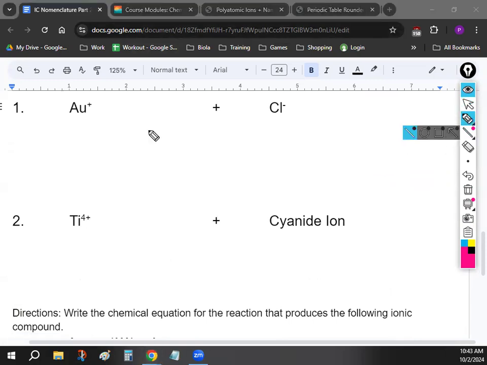Okay, so this one right here, you have Au+ and Cl-. Hopefully this one's pretty easy, right? It's +1 and -1, so you only need 1 of each. Okay, you draw the arrow, and the compound that you make is AuCl. And since there's +1 and -1, you can just write it exactly, just right next to each other. No numbers necessary.